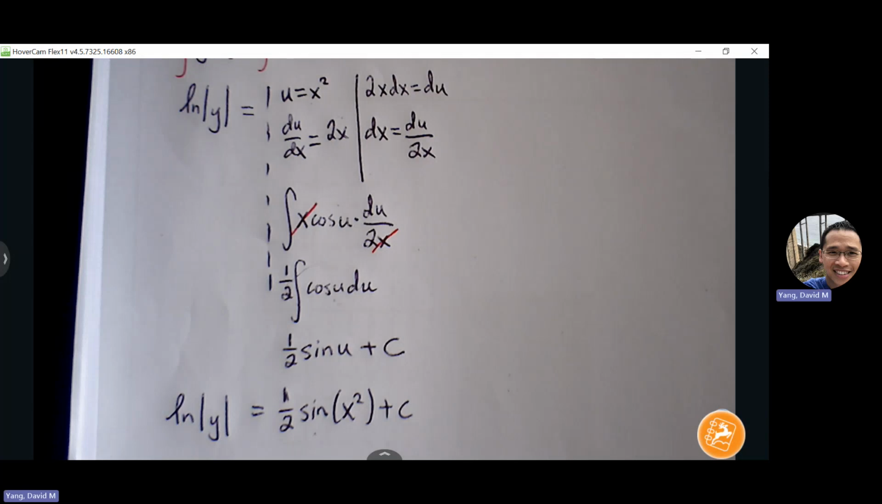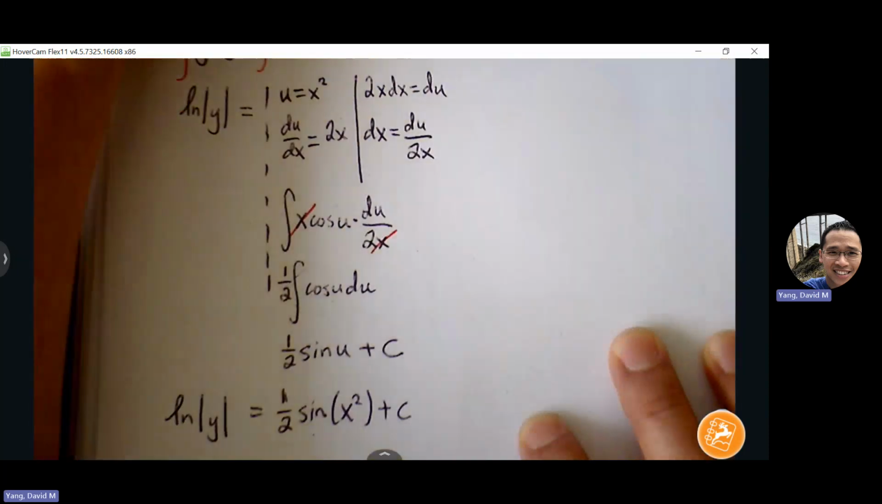Now they are asking for the general solution first. So we're just going to take our time and solve for y first. And then after we solve for y, we can solve for c, since they are asking for the general solution. So let me reset and put this at the top of the page.